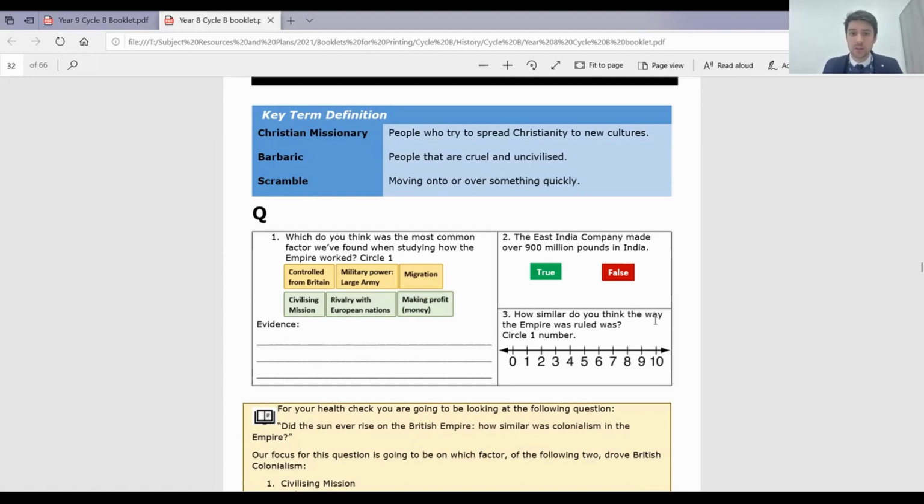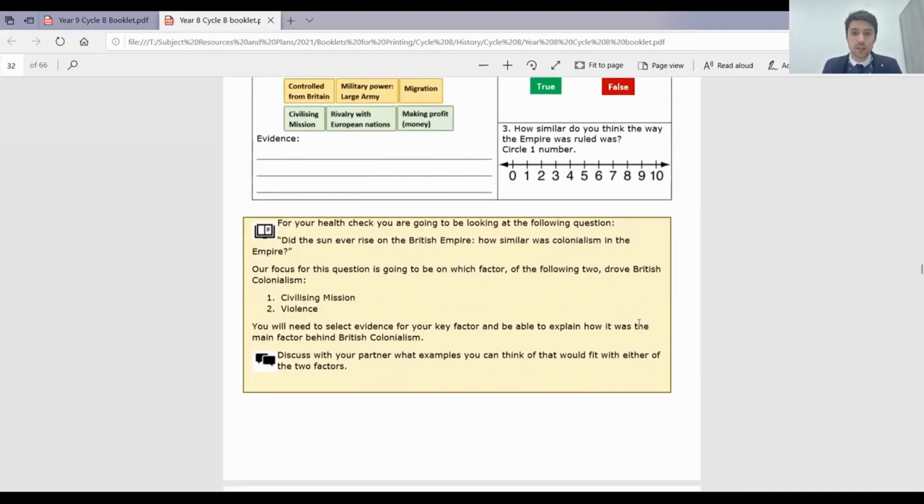And then how similar do you think the way the empire was ruled was? Well, again, you need to decide that yourself. Once you've finished that, you're going to go ahead and read the yellow box underneath. Pause this video, read the yellow box now.